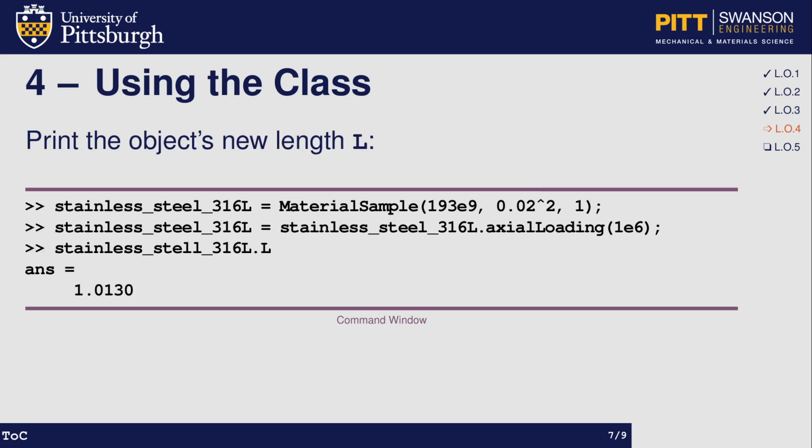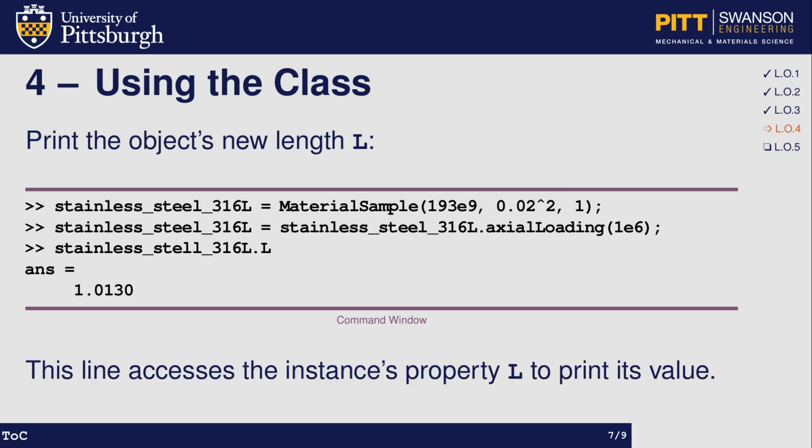So the last step is to print the object's new length by accessing the property. Using dot notation here, the line accesses the value of the property and prints it out. We see that the sample deformed by 1.3 centimeters and that its new length is 1.013 meters.